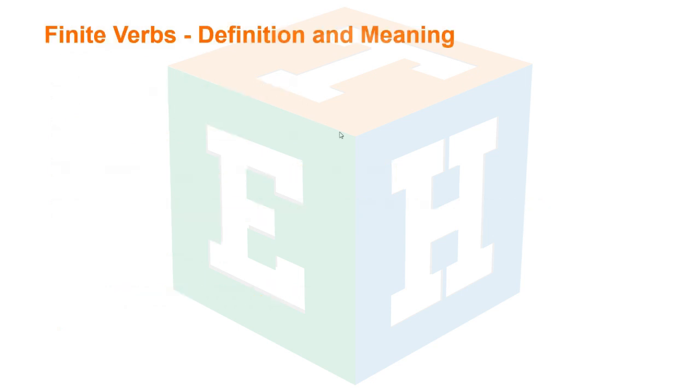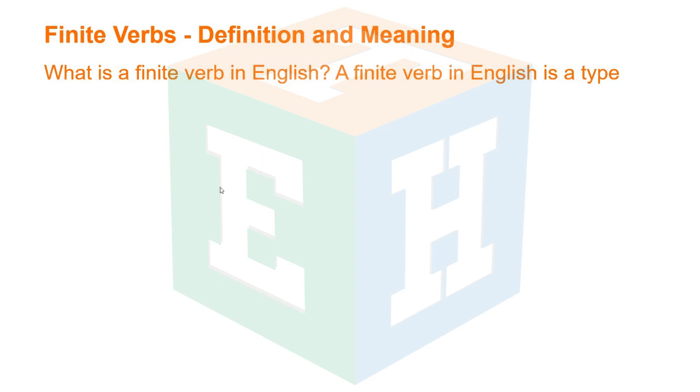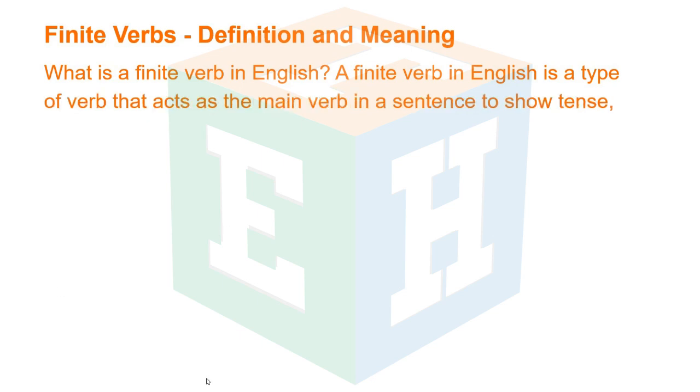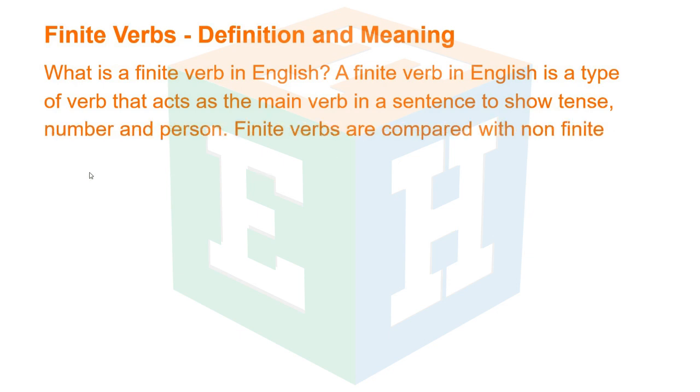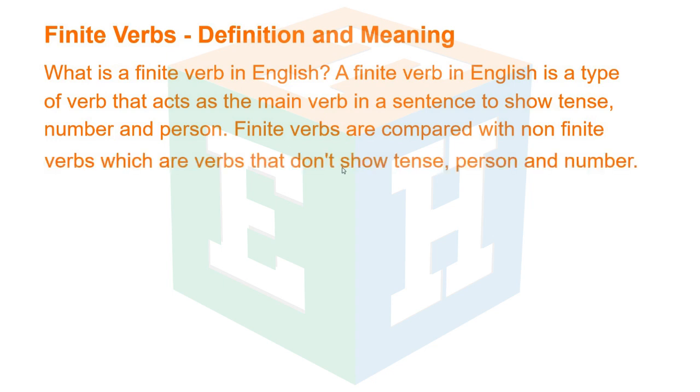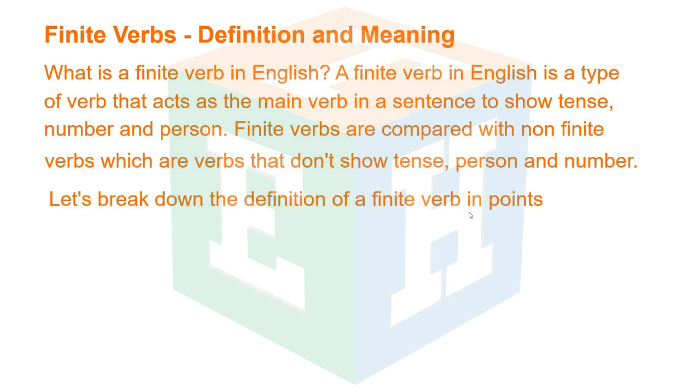Finite verbs definition and meaning. What is a finite verb in English? A finite verb in English is a type of verb that acts as the main verb in a sentence to show tense, number, and person. Finite verbs are compared with non-finite verbs, which are verbs that don't show tense, person, and number.